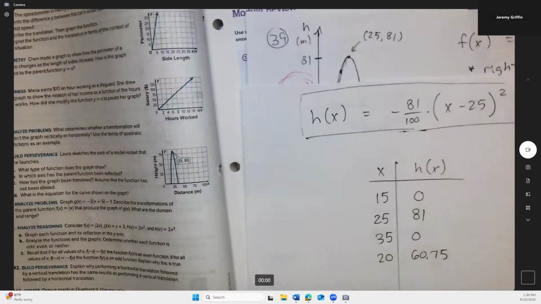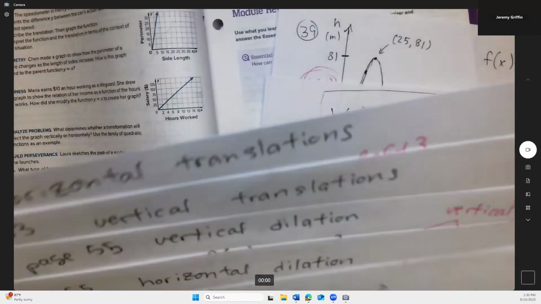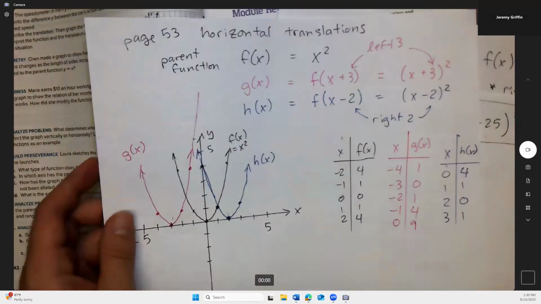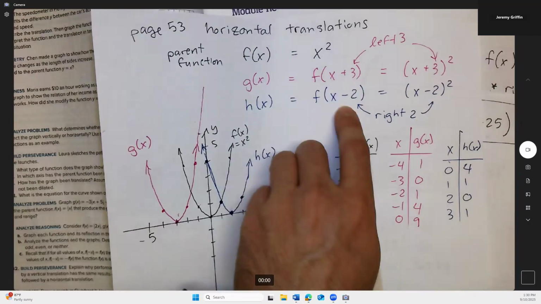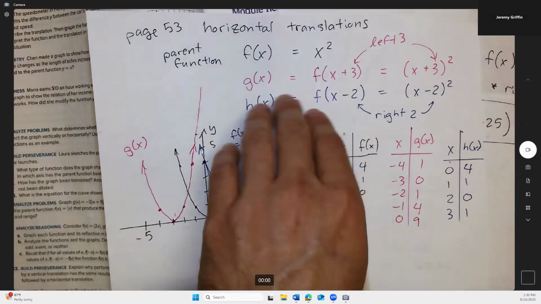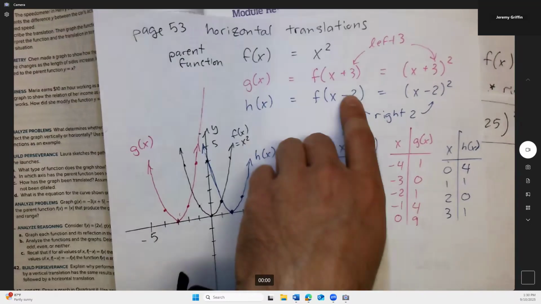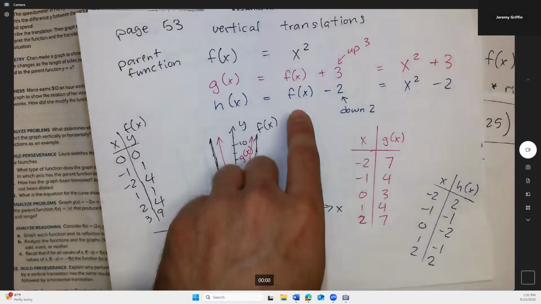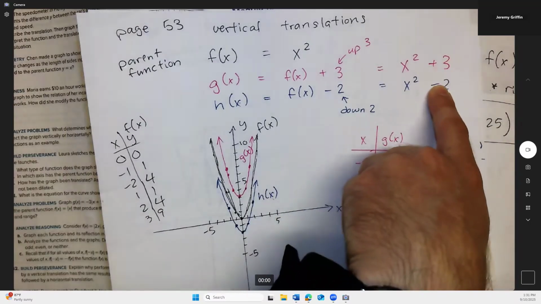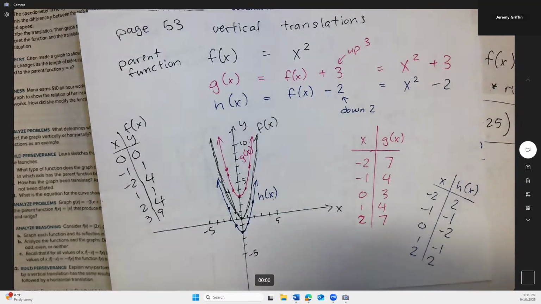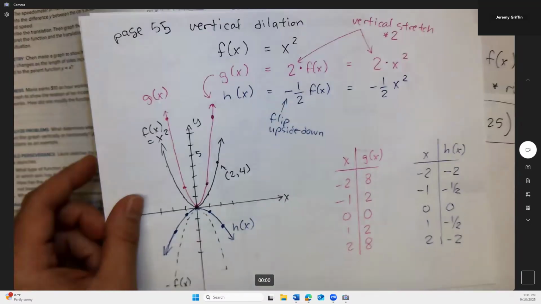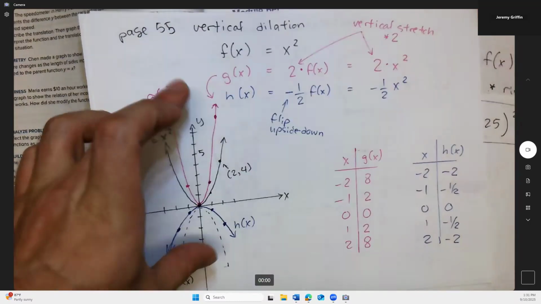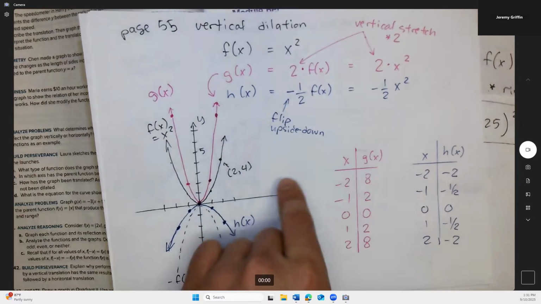So those are the transformations. Here's a recap of what we did. Horizontal translation: if you add or subtract something directly to the x and then push it through the function, plus moves it to the left and minus moves it to the right. A vertical translation: you have the whole function, and after the fact you do plus or minus, and plus moves up and minus moves down. The vertical dilation: if you have the whole function and after the fact you multiply by some factor, it will vertically stretch it. And if you have a negative value, it'll flip it upside down.